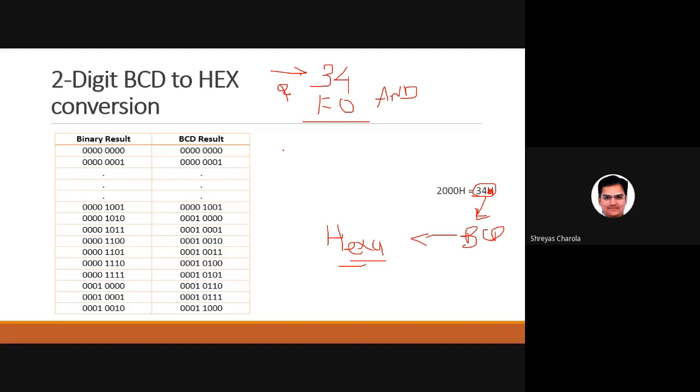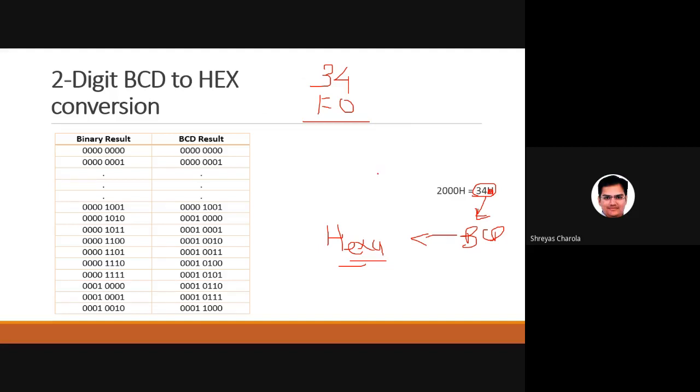Should I do it in binary? So let's suppose 0011 0100. Do the AND operation now with F0. What should be the answer you will get? Yes, 30. Okay, so I'll just remove this now. It remains with the 30.